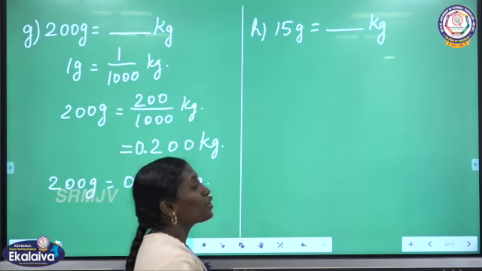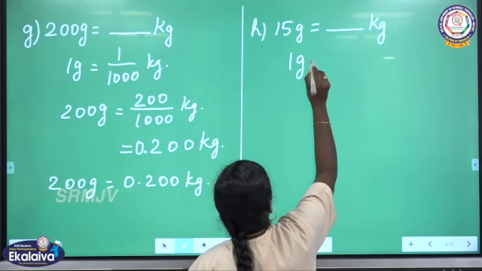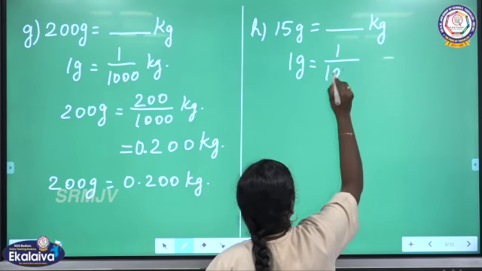The next one, 15 gram. Again gram to kilogram, smaller unit to greater unit, division. So 1 gram is equal to 1 by 1000 kilogram.